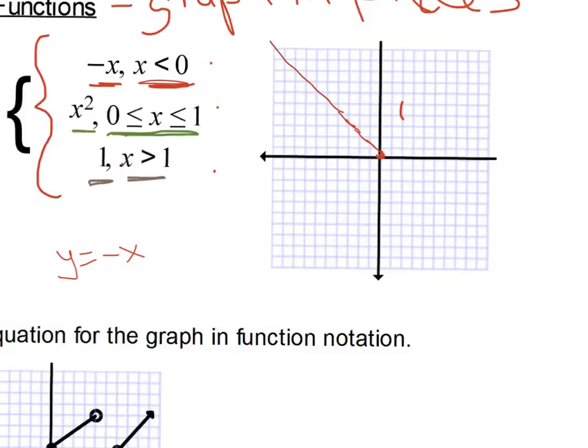Now, one thing we got to go back and fix right here is it's only where x is less than 0. I filled it in at 0. We should make an open circle there because it does not equal 0, right? It's only where it's less than 0, not equal to 0. So make that an open circle.